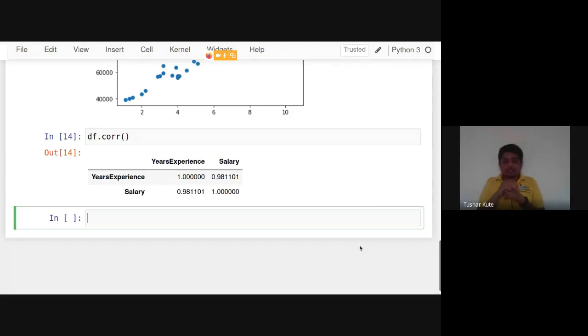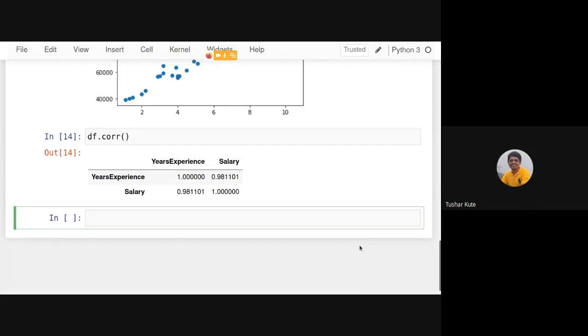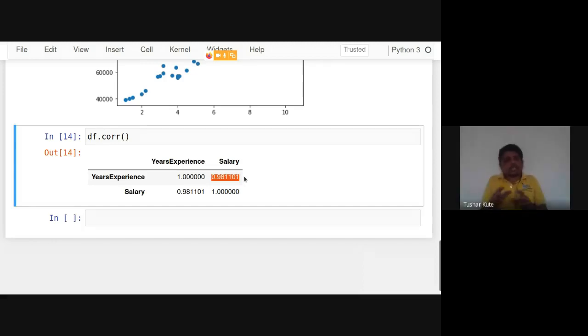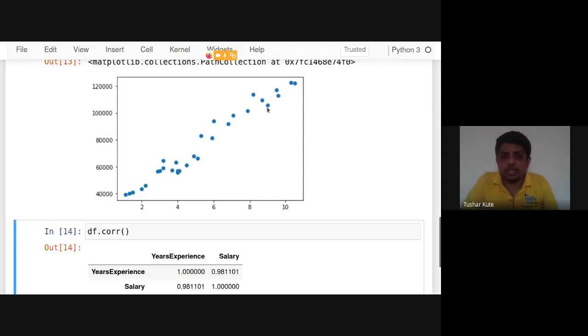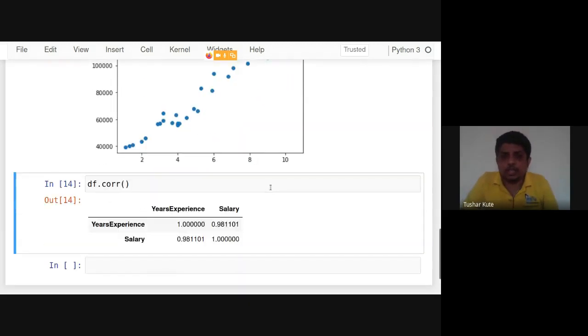Now see, salary and experience are connected to each other by 98%. It means they are positively linear and proportional, 98%. Fine, so they are linearly connected. That's why we can try linear regression here. And one more thing to know: the dependent variable is salary, not experience, because experience decides salary, salary doesn't decide experience. So the dependent variable is salary, not experience.